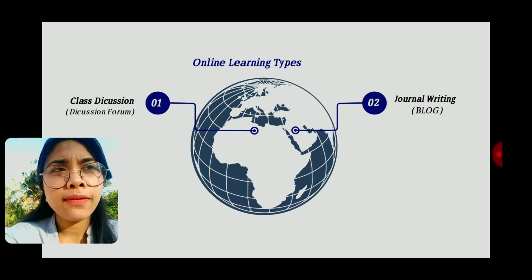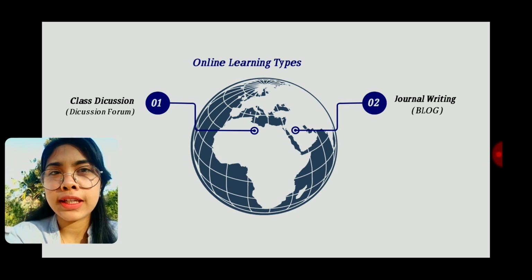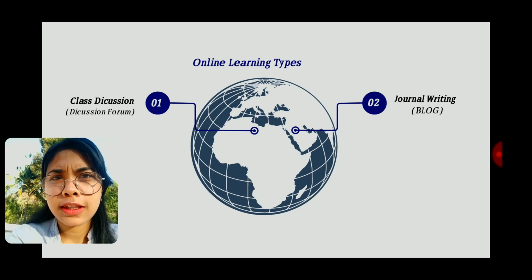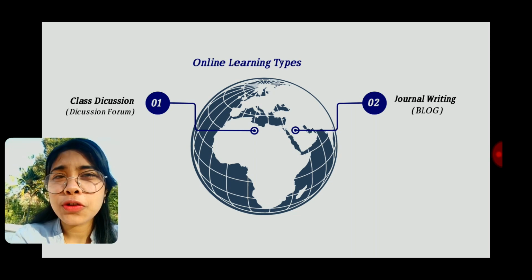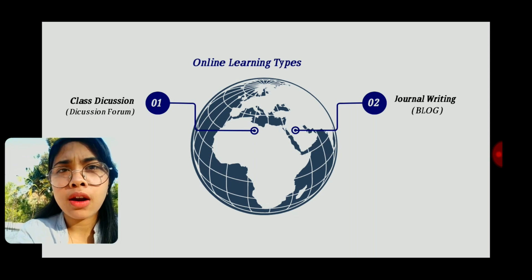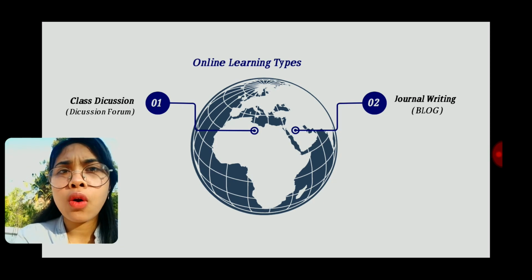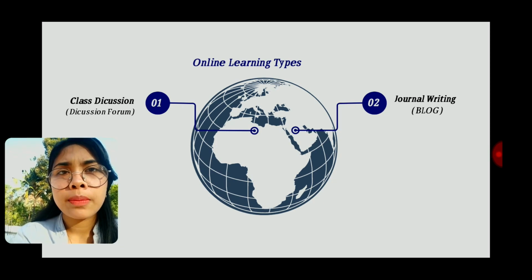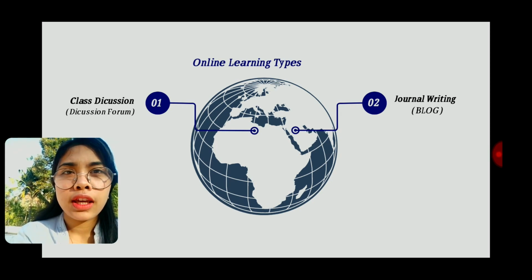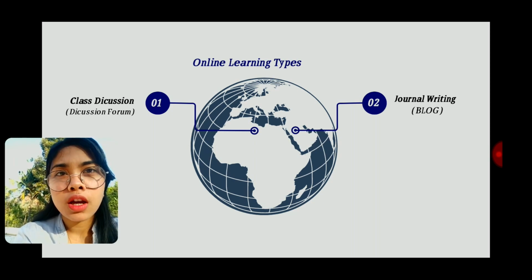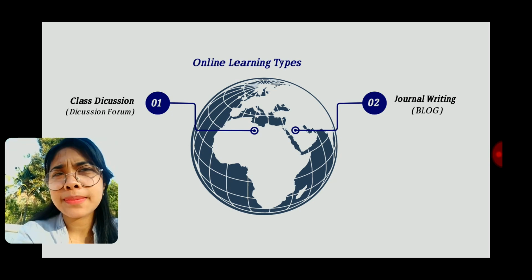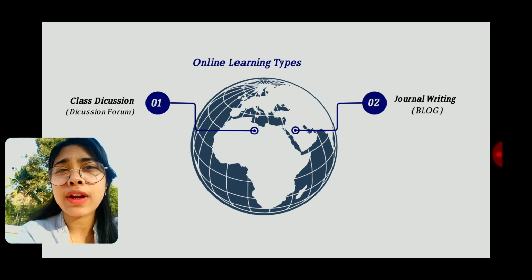The second activity is journal writing. This activity lets students make their own work or own writing. For example, the teacher gives a topic and students should write something, then upload it into a tool called a blog. This blog lets students reflect on themselves to make their own writing.